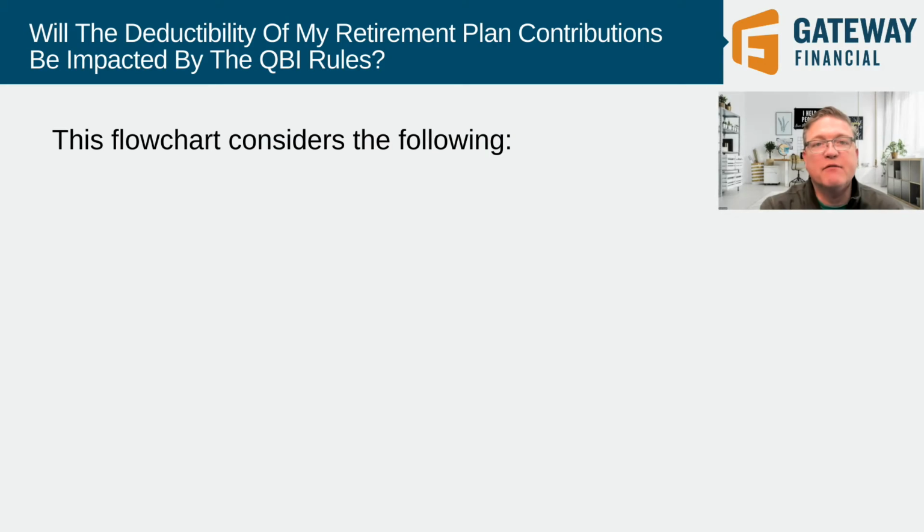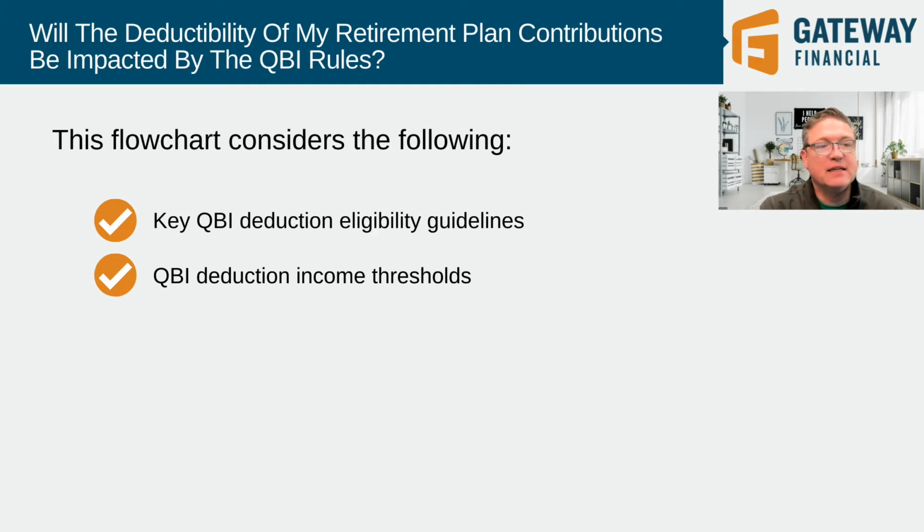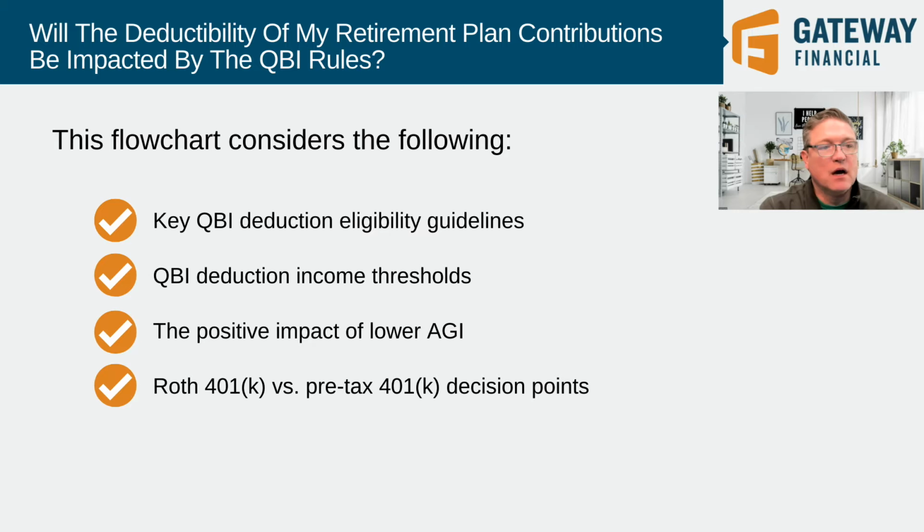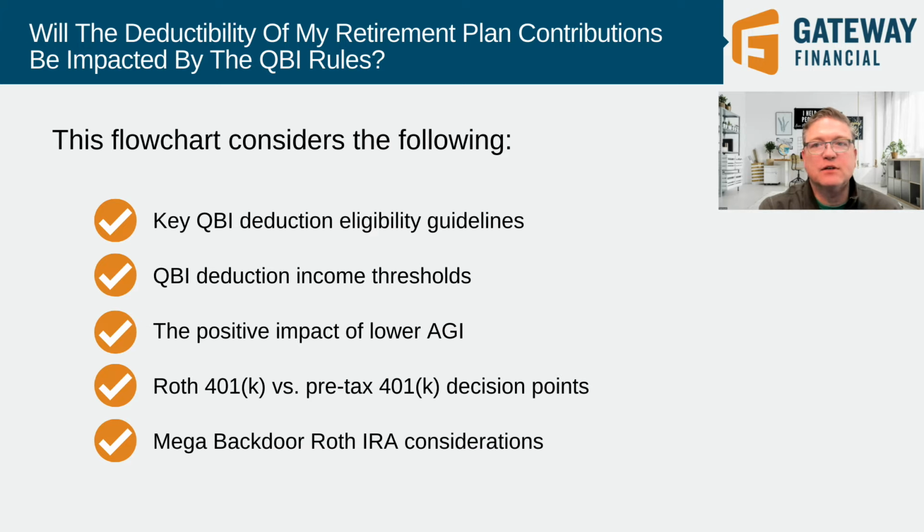To make this easier, we have this flow chart. Will the deductibility of my retirement plan contributions be impacted by the QBI rules? So this flow chart is going to cover a few main areas: key QBI deduction eligibility guidelines, QBI deduction income thresholds, positive impact of a lower AGI, adjusted gross income, a Roth 401k versus a pre-tax 401k decision points, and a mega backdoor Roth IRA consideration.